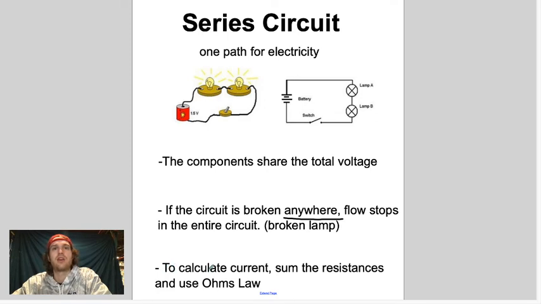Okay. To calculate the current, you sum all the resistance and use Ohm's law. So if you know the resistance, because a lamp or some sort of object provides resistance in the circuit. So this lamp is providing resistance, this lamp is providing resistance. To figure out the current, you add up the resistance from lamp A, the resistance from lamp B, and then that's your total resistance that you use in Ohm's law to calculate the rate at which electricity is flowing. If this is 1.5 volts or whatever. So a series circuit, they are connected like this.